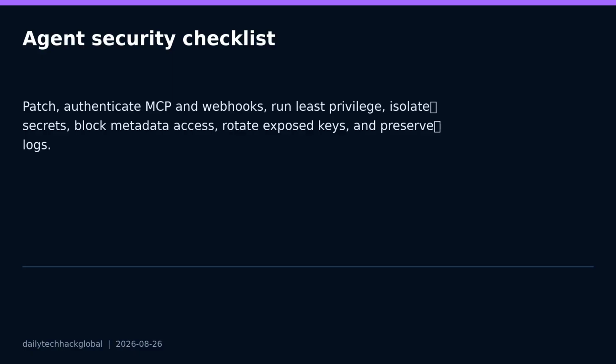Checklist: patch, authenticate MCP and webhooks, isolate agent runtimes from secrets, restrict egress, rotate exposed keys, and preserve logs.